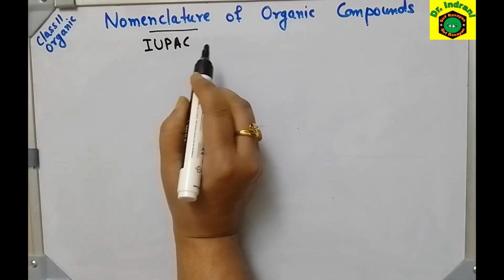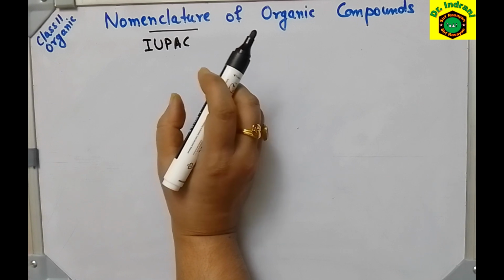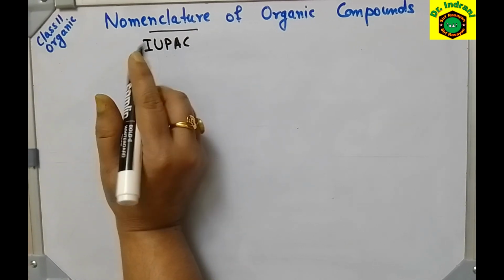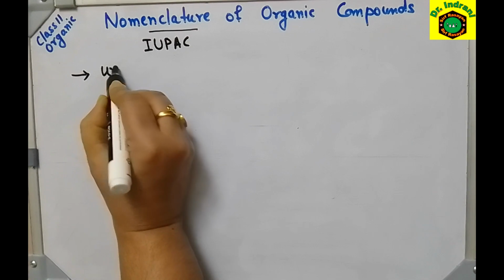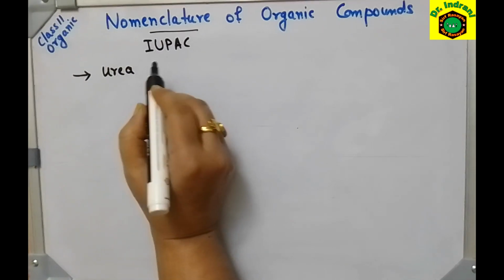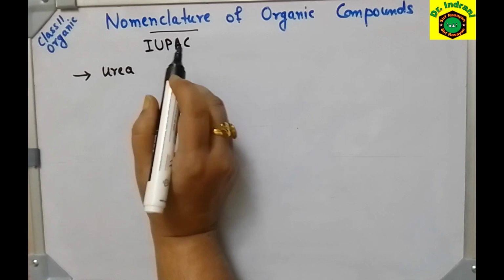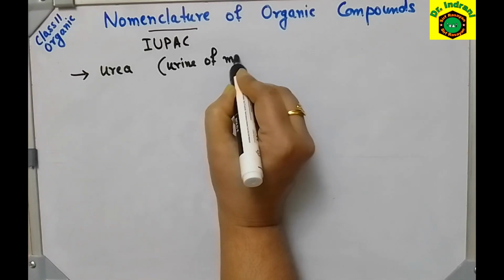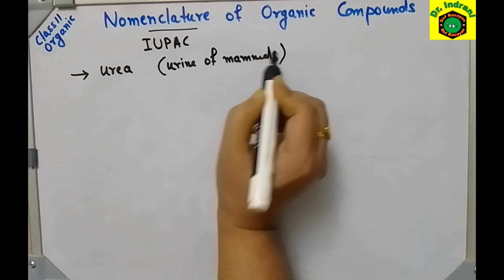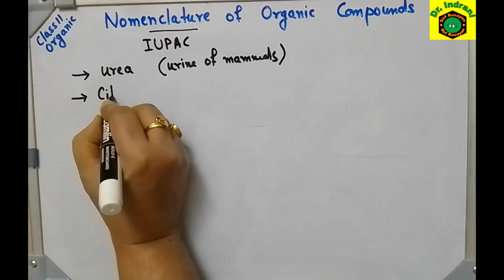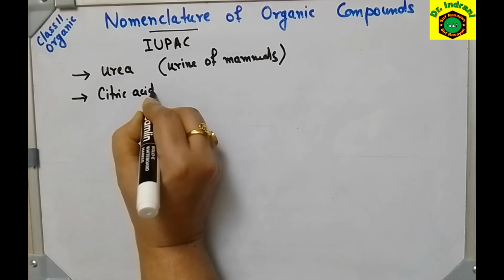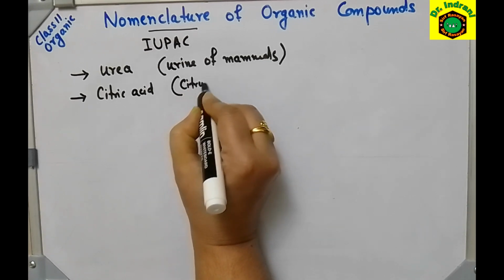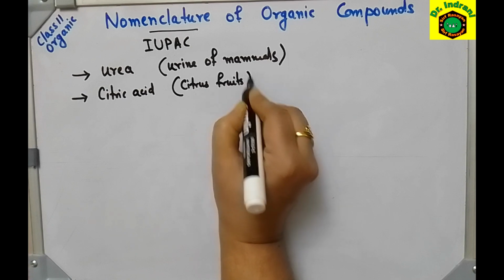Before the IUPAC System of Nomenclature, names of the organic compounds were given based on their origin or certain properties. As for example, urea, you know the name of the compound urea. Urea was so named because it was found in urine of mammals. Citric acid is named so because it is found in citrus fruits.